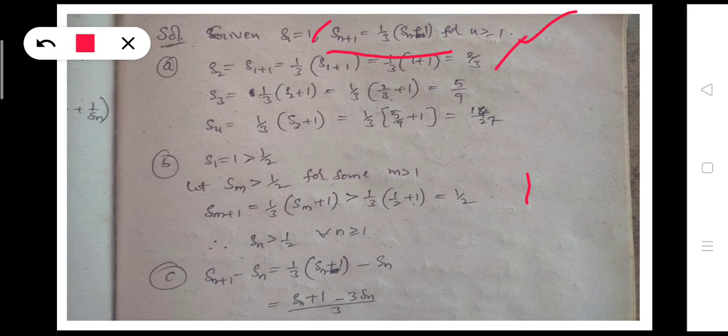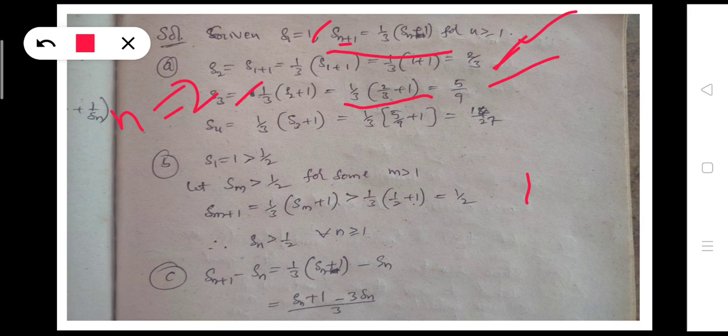So next we need to find for n is equal to 2. Here in this equation S(2+1), that is S3, S3 is equal to 1/3 times (S2 plus 1). What is S2? S2 is equal to 2/3. That is 1/3 times (2/3 plus 1) is equal to 5/9.